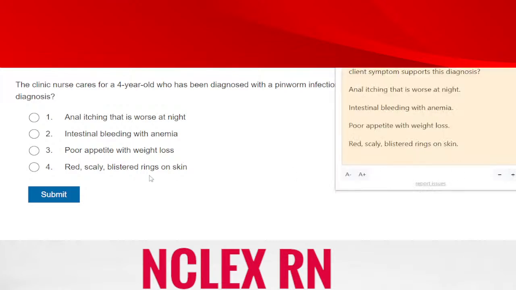The clinic nurse cares for a 4-year-old who has been diagnosed with a pinworm infection. Which client symptom supports this diagnosis? Anal itching that is worse at night. Intestinal bleeding with anemia. Poor appetite with weight loss. Red, scaly, blistered rings on skin.